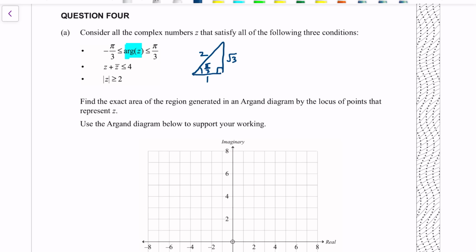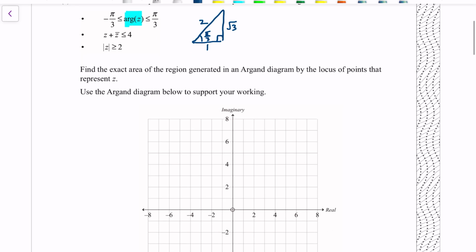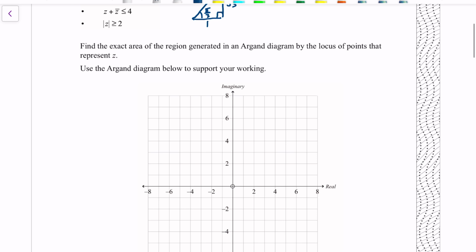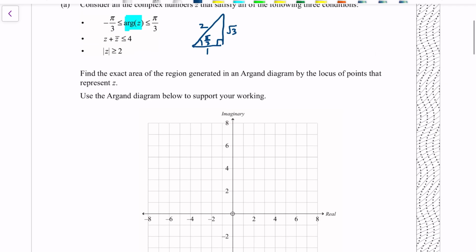The grid here is not very helpful because it's not square, which means that when we graph the circle later, it's going to look like an ellipse. Not helpful. But let's just get this argument of z in between minus pi over 3 and pi over 3 sorted.